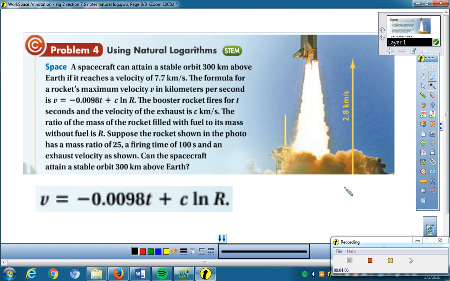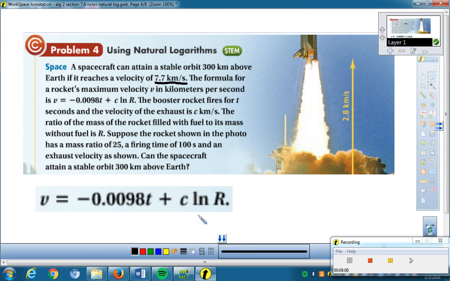Okay, so let's take a look at this one. You will have to deal with some word problems, so let's read through this. A spacecraft can attain a stable orbit 300 kilometers above the Earth if it reaches a velocity of 7.7 kilometers per second. I'm underlining that. That's important information. The formula for a rocket's maximum velocity in kilometers per second is this formula: V equals negative 0.0098 t plus c ln r.